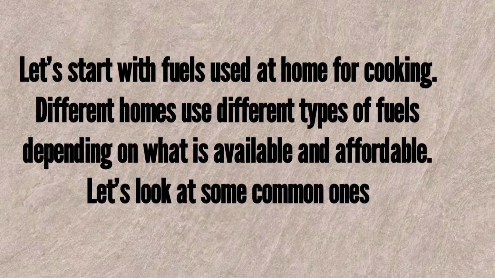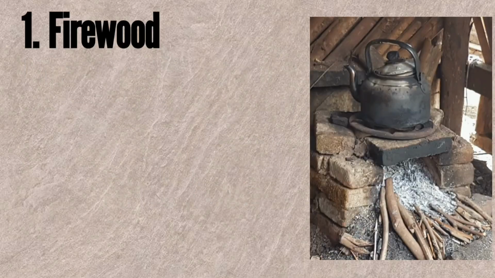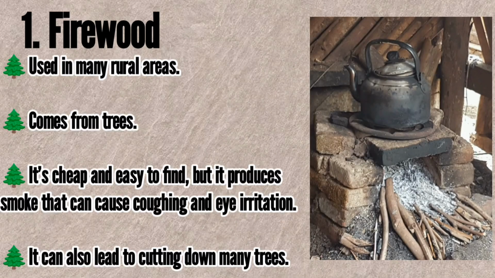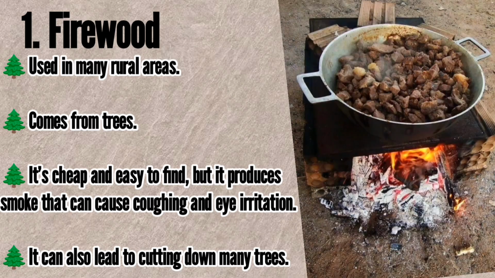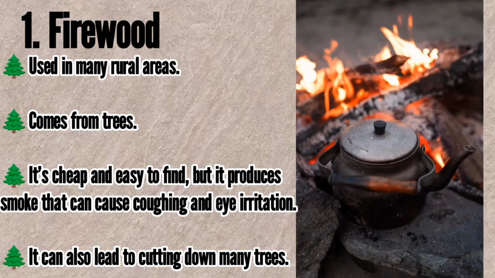Fuels used for cooking. Let's start with fuels used at home for cooking. Different homes use different types of fuel, depending on what is available and affordable. Look at some common ones. First, we have firewood. Firewood is used in many rural areas. It comes from trees. It is cheap and easy to find, but it produces smoke that can cause coughing and eye irritation, and it can also lead to cutting down of so many trees.